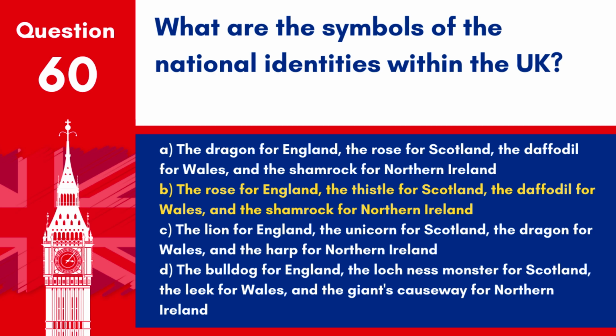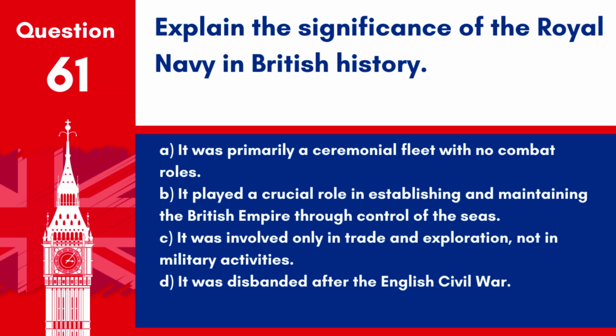Answer: B. The rose for England, the thistle for Scotland, the daffodil for Wales, and the shamrock for Northern Ireland. These symbols are widely recognised and represent the distinct national identities of the four countries that make up the United Kingdom. Question 61. Explain the significance of the Royal Navy in British history.